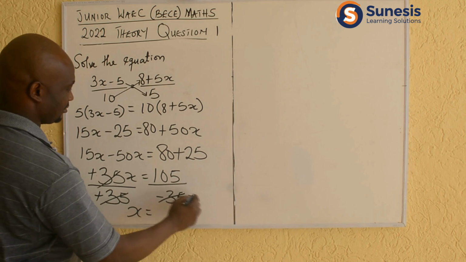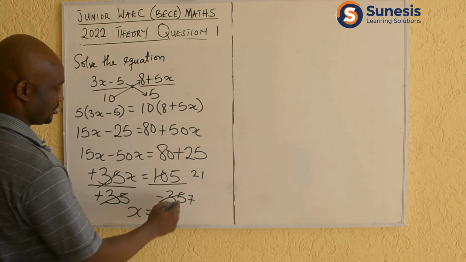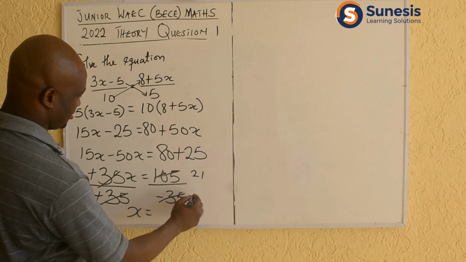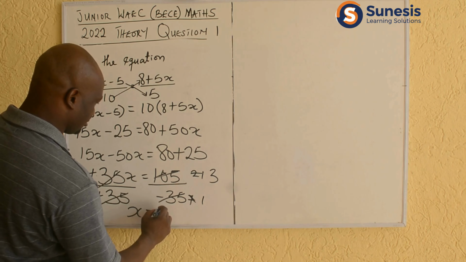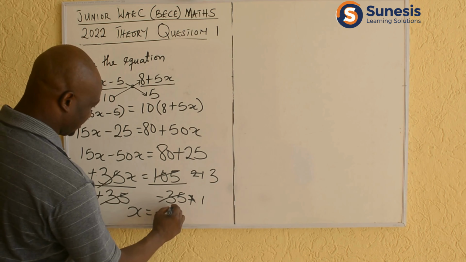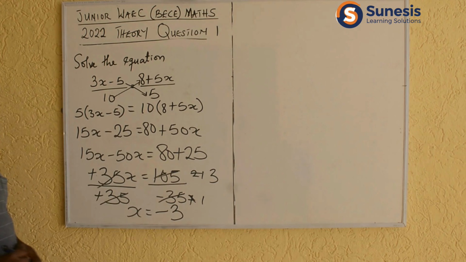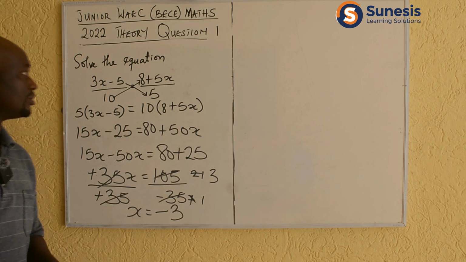5 here, 7. 5 in 10, 2. Right? 5 in 5, 1. Alright? Then 7 here, 1, 7 in 21, 3. That means x equals to, but you remember we have negative here, so that means x equals to negative 3. Alright? And that's the solution to the first question in 2022 Junior YEC. We'll look at other questions later.